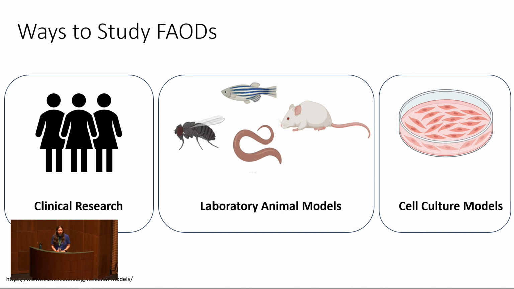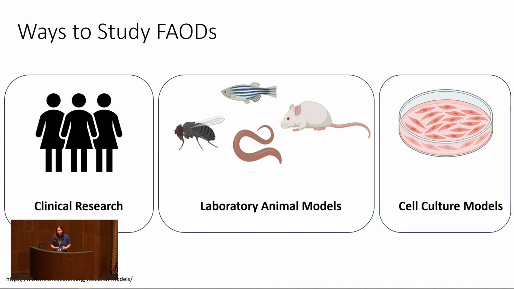If you want to understand the disorders a little bit more, especially at a cellular or molecular level, you need to turn to model organisms or model systems. One of those is a cell culture model. This grows specific cells in a petri dish, and we won't talk about that too much today, but the one that we'll talk about is using laboratory animal models.